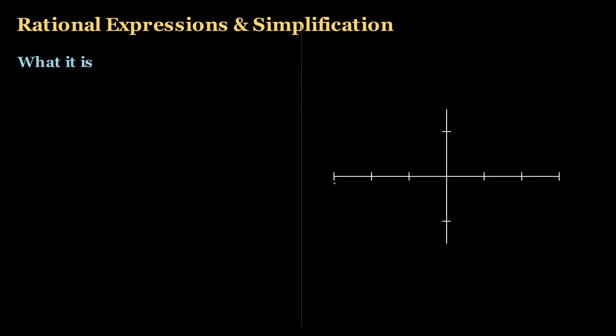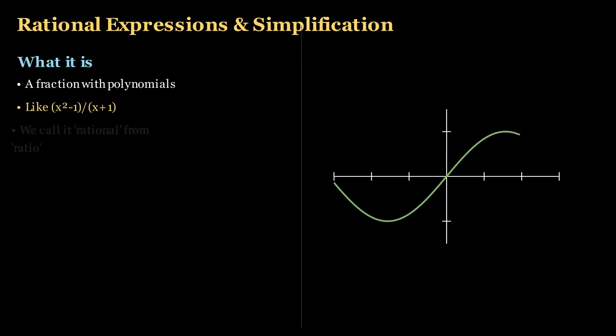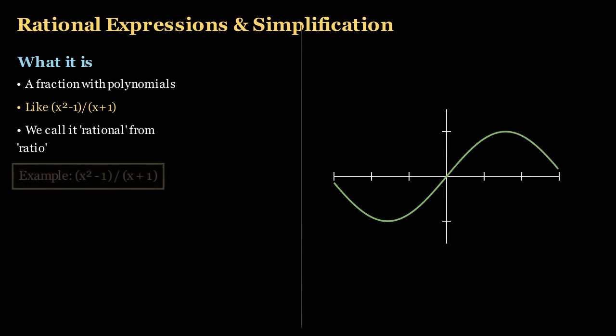A rational expression is just a fraction where the top and bottom are polynomials. Think of something like x squared minus 1 over x plus 1. We call it rational because it comes from the word ratio. It's a ratio of two polynomial expressions. You've already seen factoring and expansion, now we put those tools to work on fractions. The goal is to make these fractions as simple as possible, just like you'd simplify 3/6 to 1/2 in regular arithmetic.